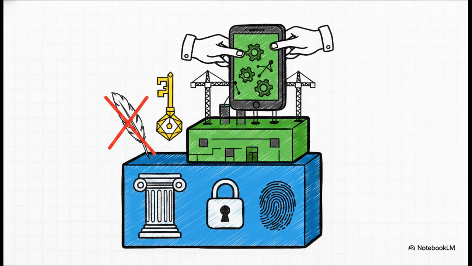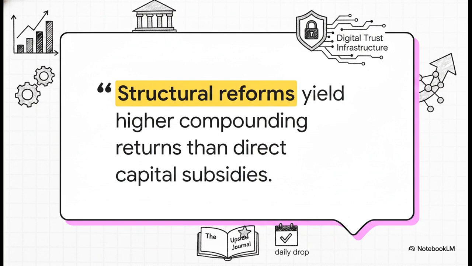applications on top. A really crucial technical upgrade here is transitioning to public key infrastructure, or PKI, for cryptographic electronic signatures. And of course, the entire ecosystem has to adopt privacy by design principles from day one, so trust isn't just assumed, but cryptographically guaranteed. To wrap things up, you really have to understand that structural reforms in institutional trust yield way higher compounding returns than just throwing direct capital subsidies at a problem.